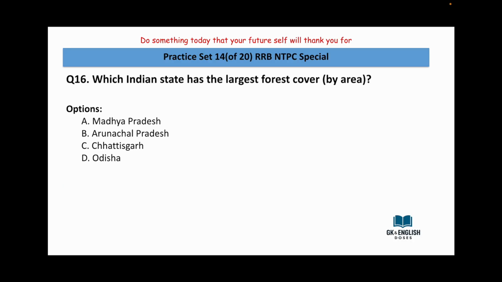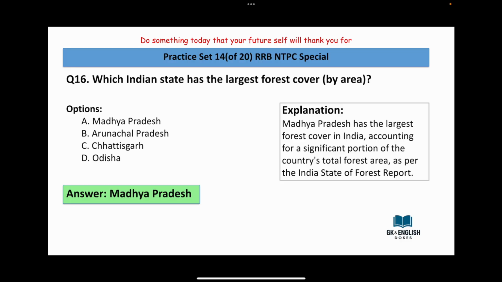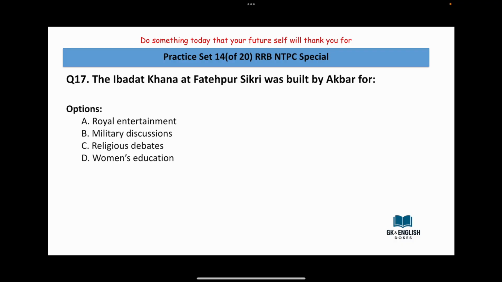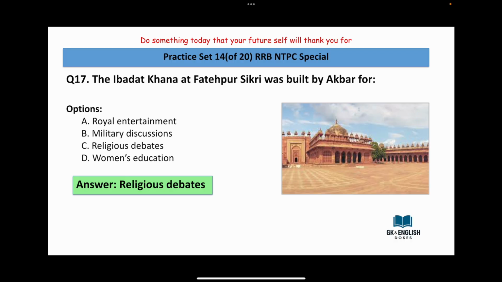Which Indian state has the largest forest cover by area? Madhya Pradesh, Arunachal Pradesh, Chhattisgarh, Odisha. The answer is Madhya Pradesh. So Madhya Pradesh has the largest forest cover in India, accounting for a significant portion of the country's total forest area as per India's State of Forest Report. The Ibadat Khana at Fatehpur Sikri was built by Akbar for royal entertainment, military discussions, religious debates, women's education. And the answer is religious debates.